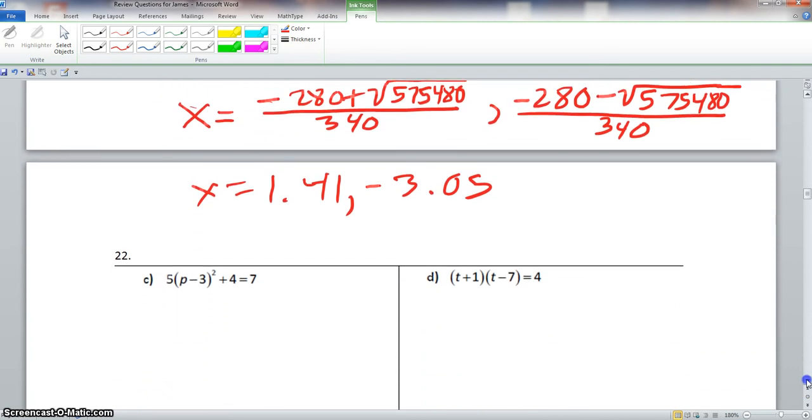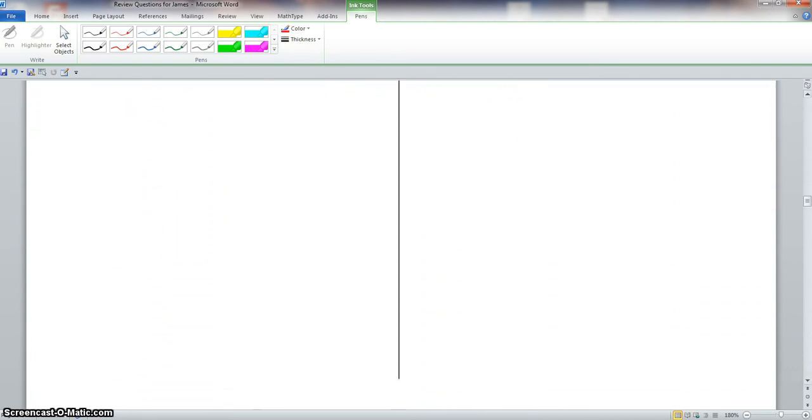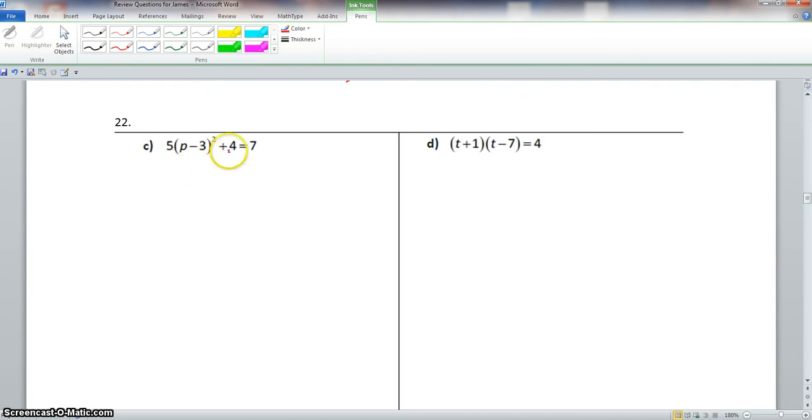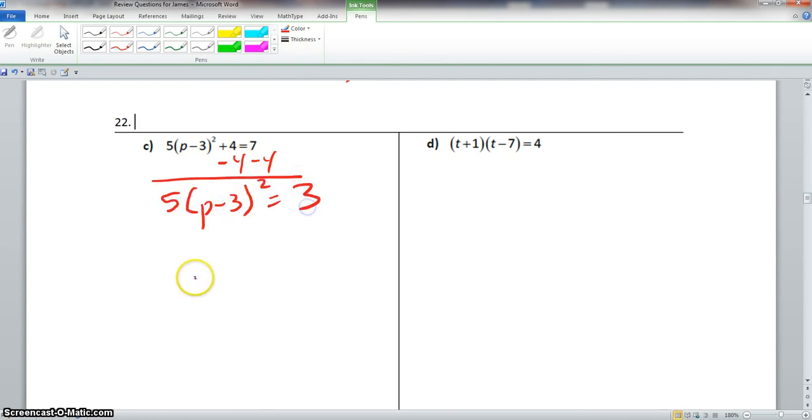Okay, now we come to problem 22. Now with 22, we're supposed to do problems C and D. And basically they want us to solve them using the most efficient method. Now what I would do here first, I would subtract 4 on both sides. So we have 5 times p minus 3 squared is equal to 3. Then I would divide each side by 5. And we will have p minus 3 parentheses squared equals 3/5.